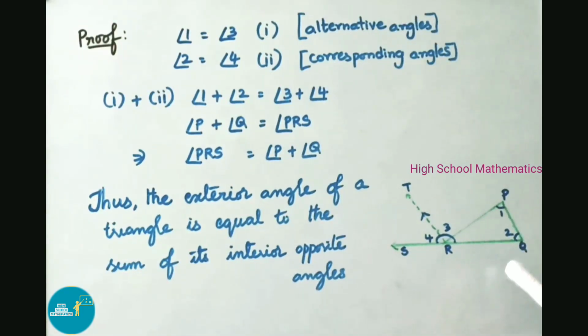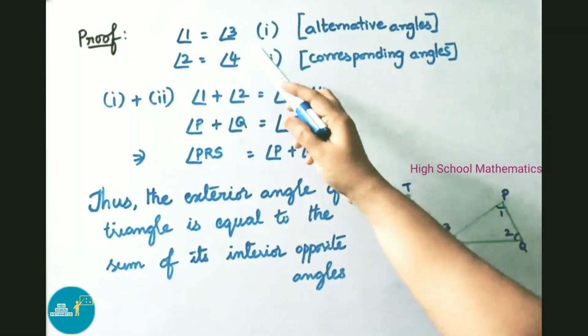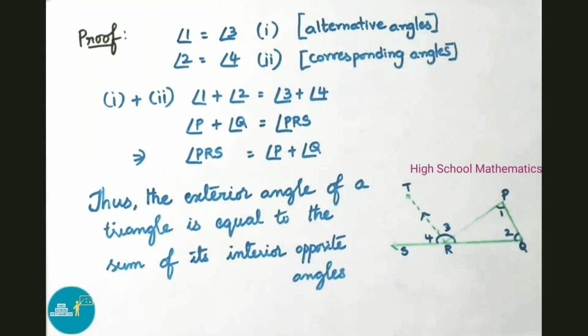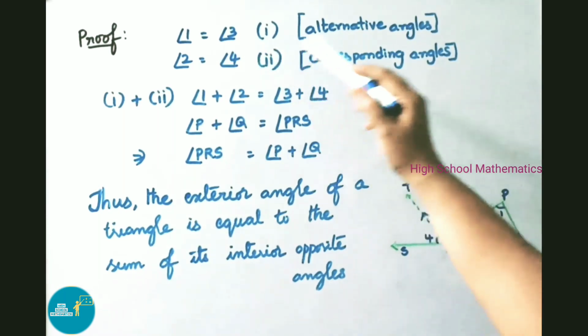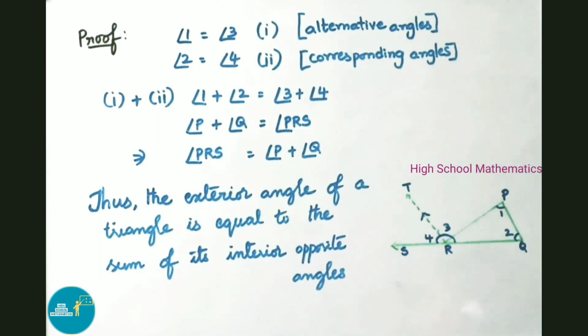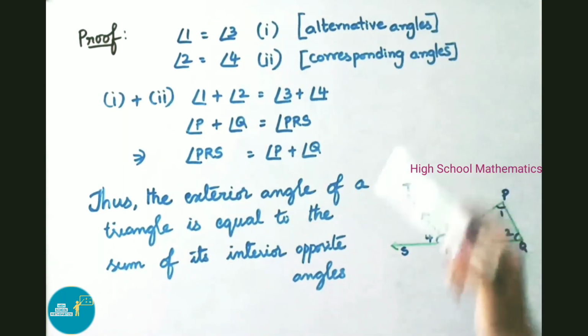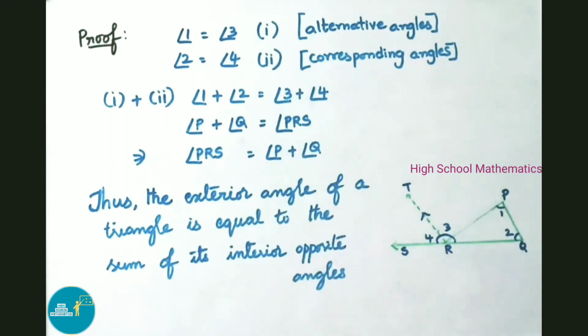See from the figure, angle 1 is equal to angle 3, that is equation 1. Angle 1 and angle 3 are equal. Why? Because both are alternate angles. See now, angle 2 is equal to angle 4. Why? Because these both are corresponding angles, and this is equation 2.